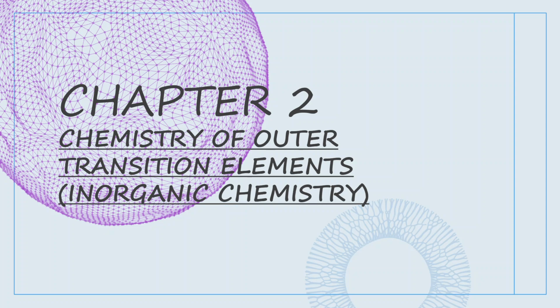This is chapter 2, which is part of inorganic chemistry, that is chemistry of outer transition elements, and we are discussing the general properties of the d block elements, transition elements. From that particular topic, today we will study the catalytic activity of the transition elements.